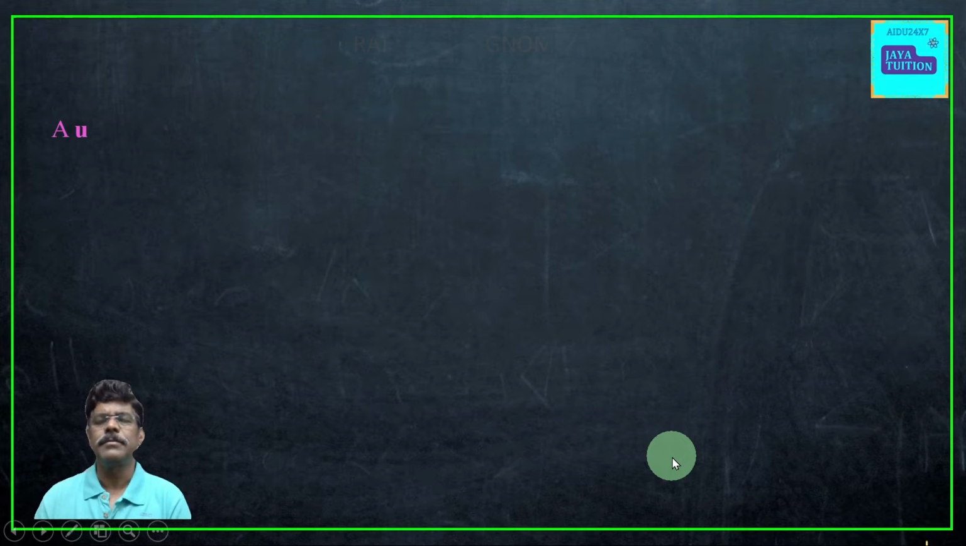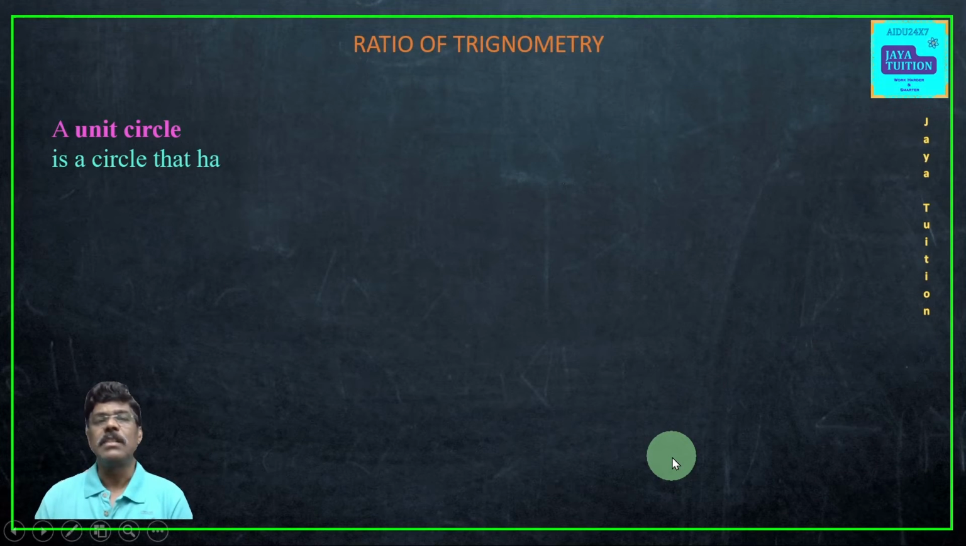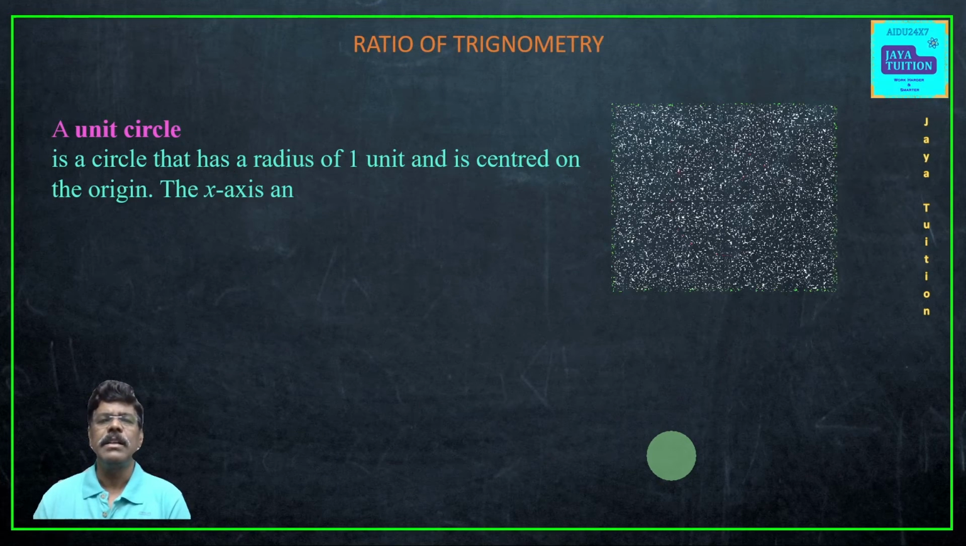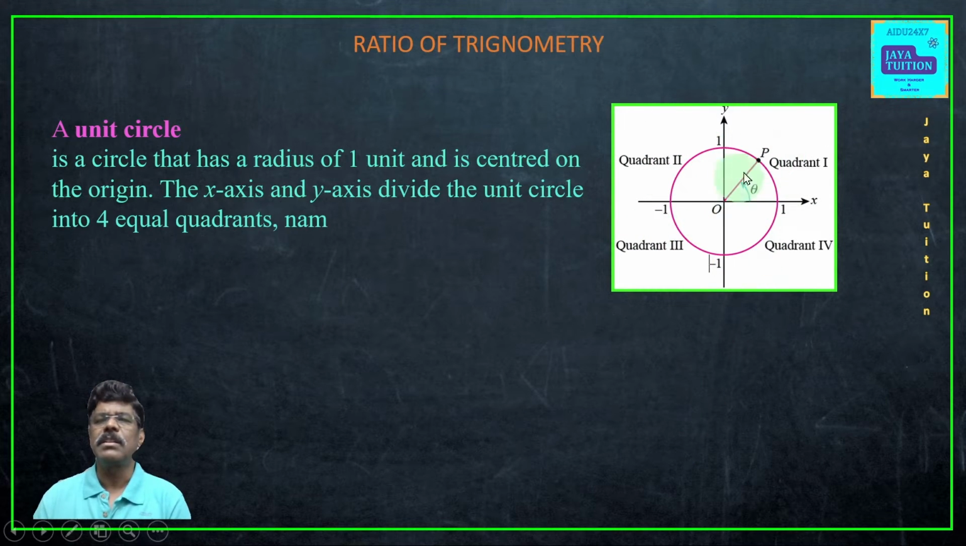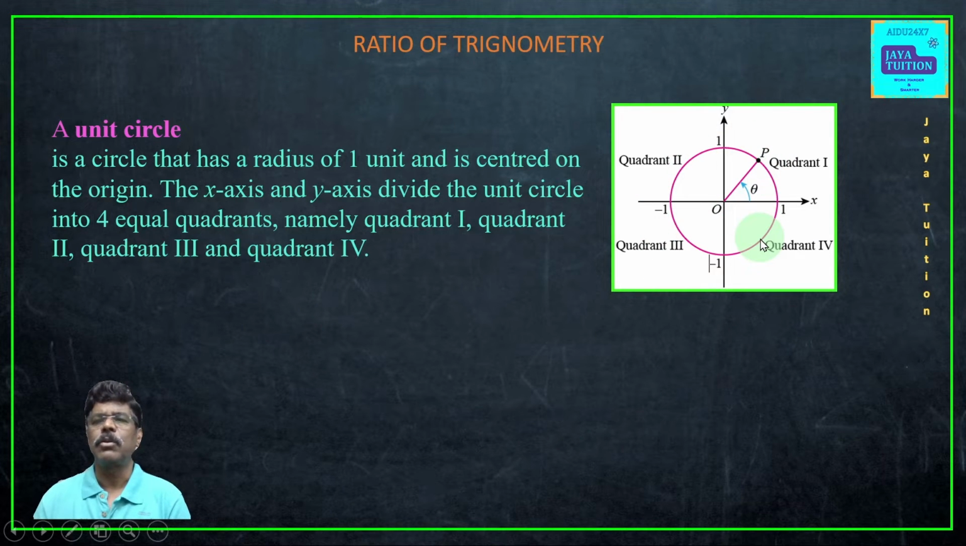To begin with, what is a unit circle? A unit circle has a radius of 1 unit and it is centered at the origin. So this is a unit circle having radius equal to 1 unit. The whole circle is divided into 4 quadrants: quadrant 1, quadrant 2, quadrant 3 and quadrant 4. The angle is always measured anti-clockwise. So 0 to 90 degrees, 0 to 180 degrees, 0 to 270 degrees, and 0 back again to the initial position, 360 degrees.